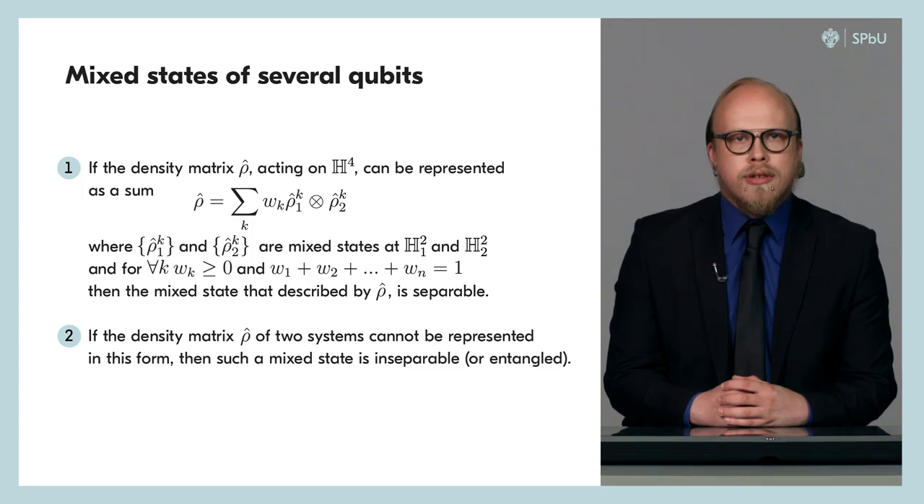Thus, if each projector is projected onto a separable state, then the entire density matrix, that is, the sum of such projectors, will describe the separable state of the entire system. Otherwise, the state of the physical system will be inseparable or entangled.